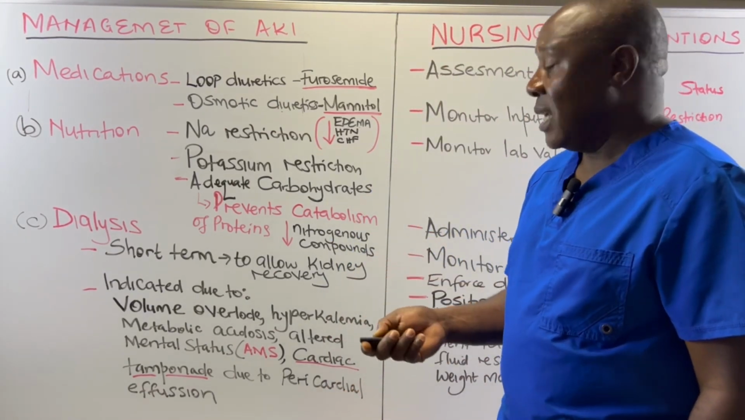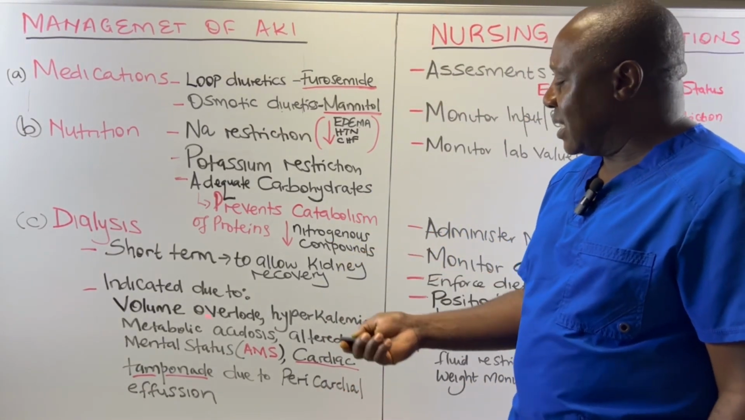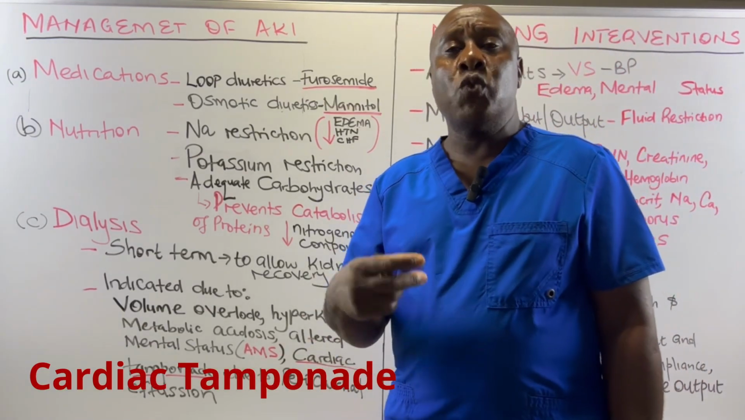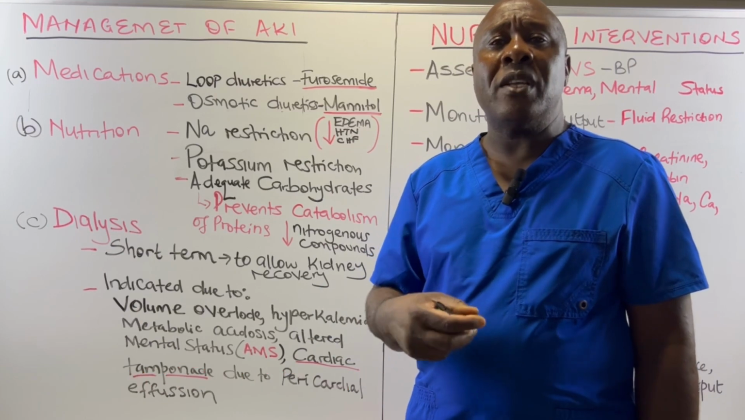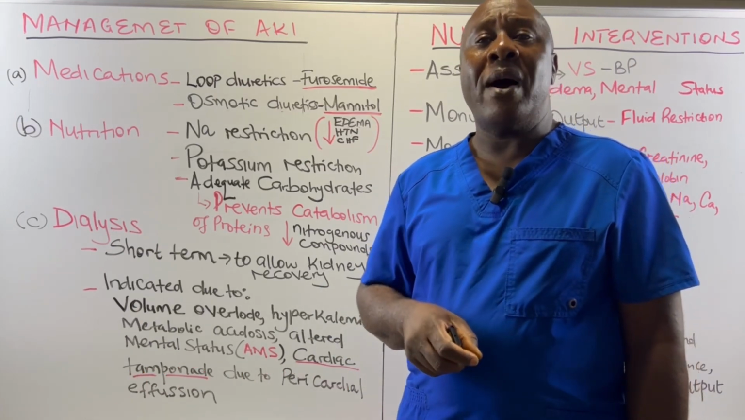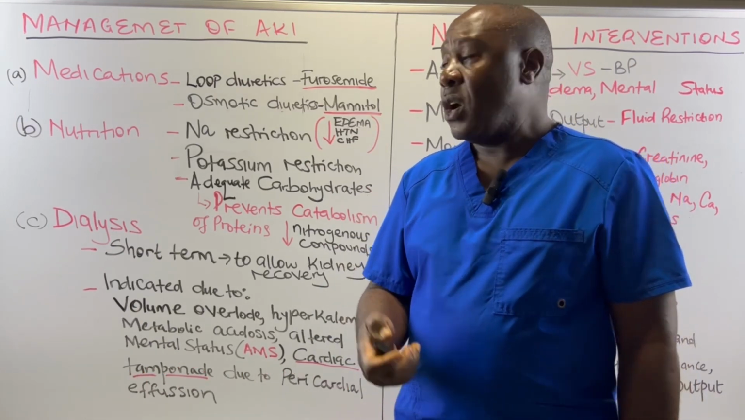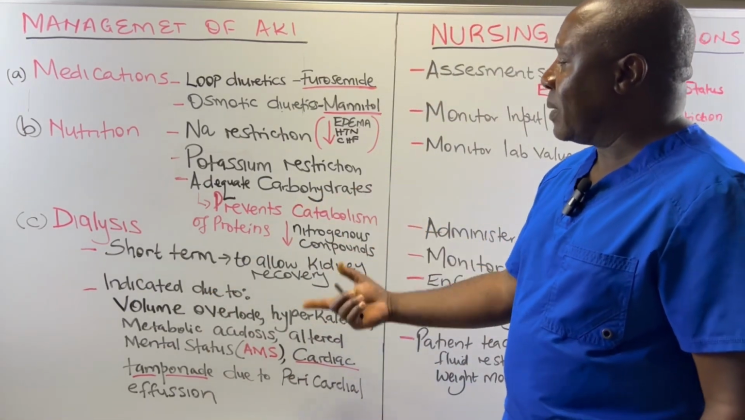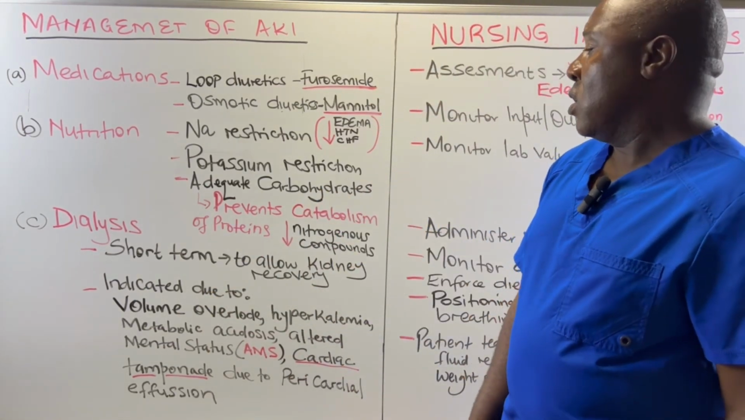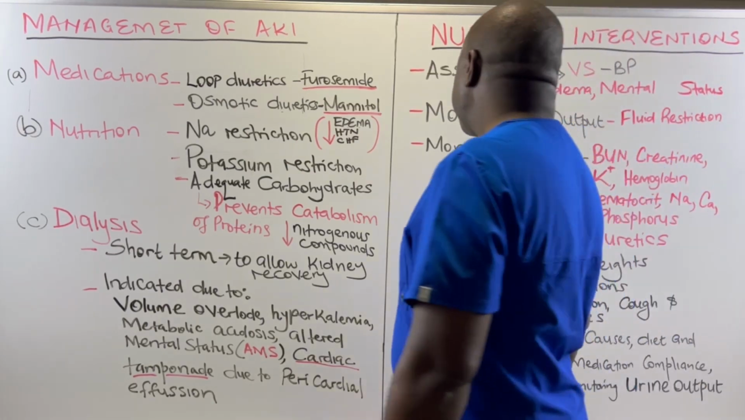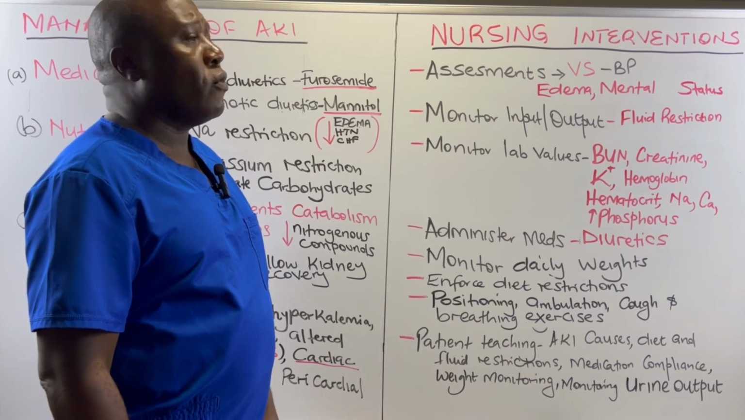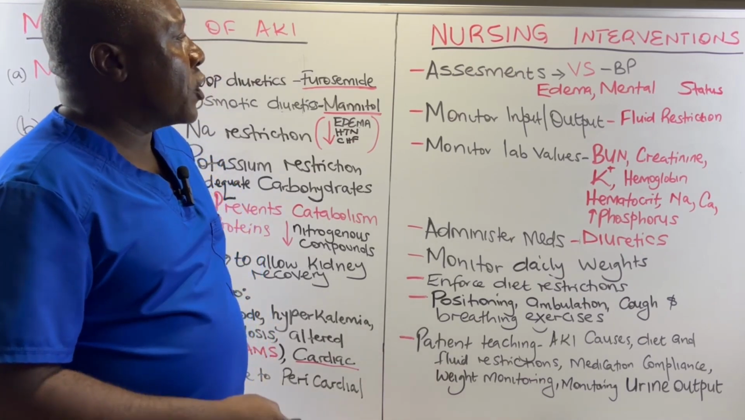then we indicate dialysis. We can also indicate dialysis when we have cardiac tamponade. Cardiac tamponade is when we have fluid accumulation that can interfere with our heart's performance. So in those cases, we indicate dialysis to try and clear this particular fluid from the bodies of these patients. Now, what are the nursing interventions when caring for patients with acute kidney injury?